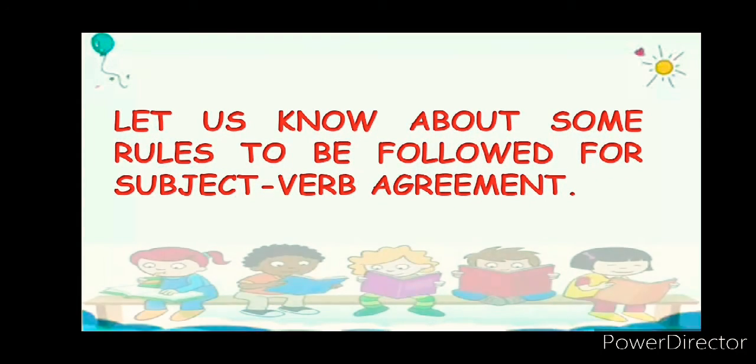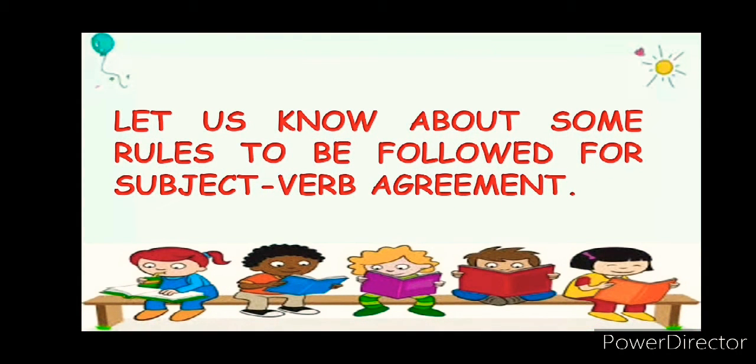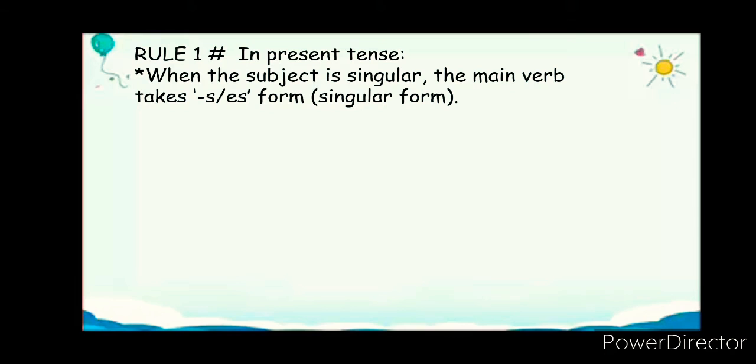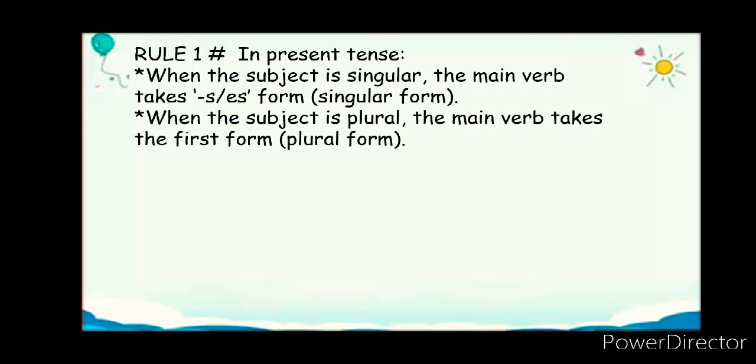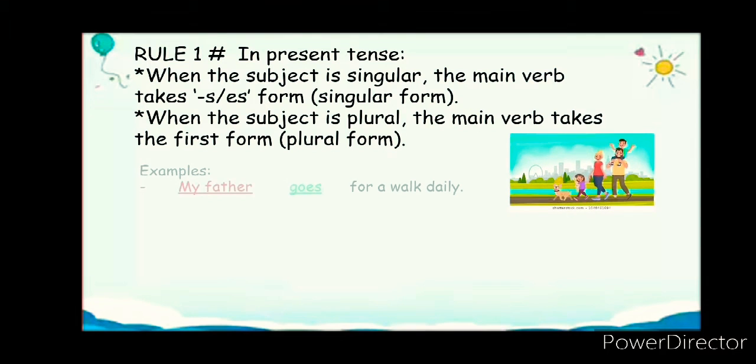Now it's time to know about some rules to be followed for subject-verb agreement. Rule 1. In present tense, when the subject is singular, main verb takes S or ES form, that is singular form of the verb. And when the subject is plural, the main verb takes the first form or the plural form of the verb. For example, my father goes for a walk daily.